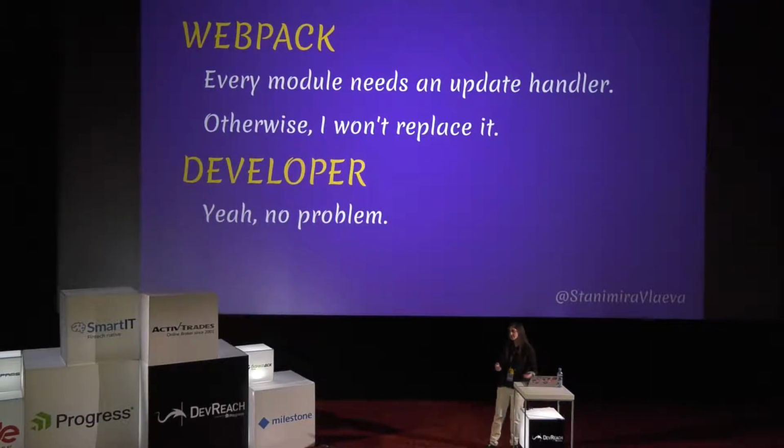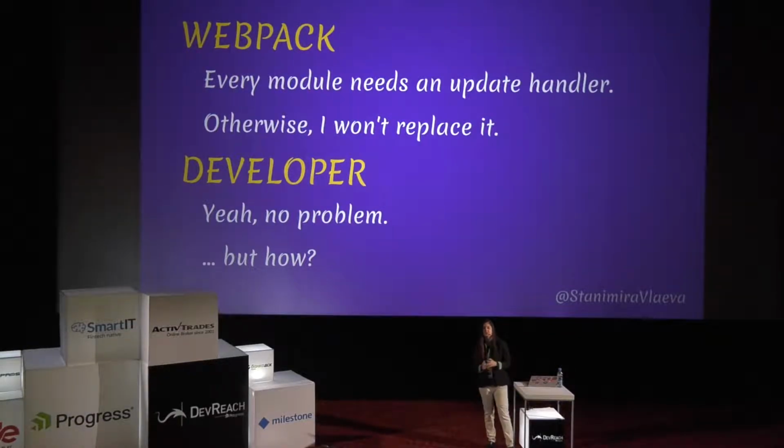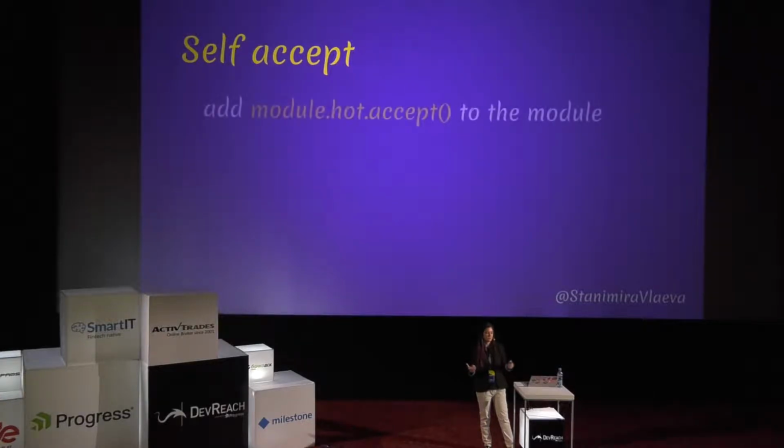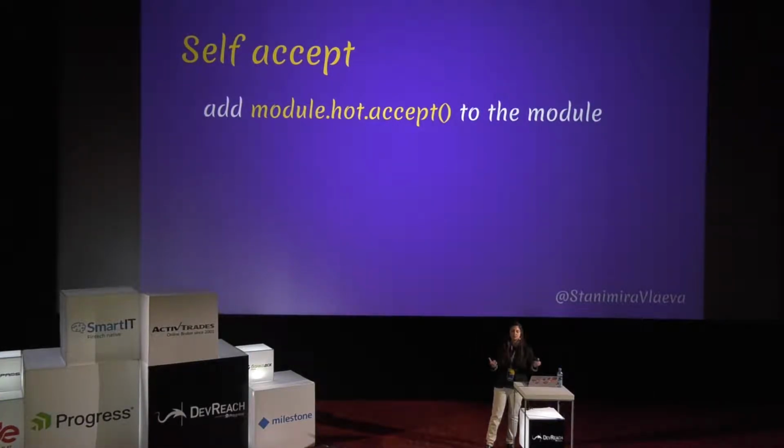OK, the developer says, no problem, I'm going to write the update handlers, everything's going to be fine, it will work great, but I don't really know how it works yet. And the cool thing about Webpack is that it has a great documentation on hot module replacement. I'm not even being sarcastic here. So let's see how we can write update handlers. The first way to do that is by self-accepting the change. So inside the module, we can simply use the module.hot.accept API. We need to add that single statement to the module, and it will be accepted.